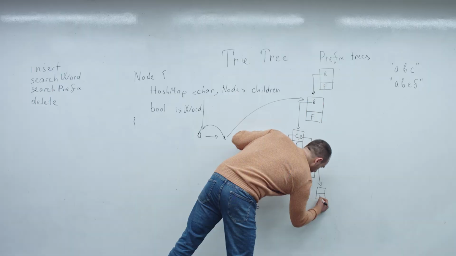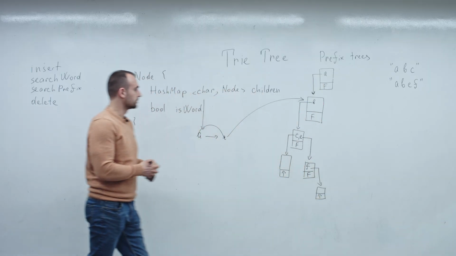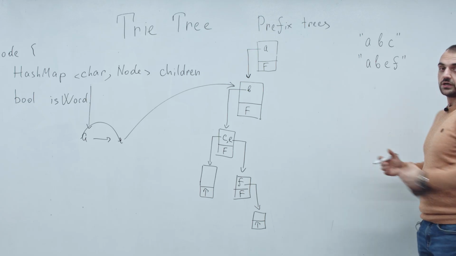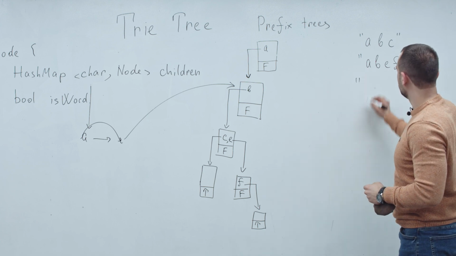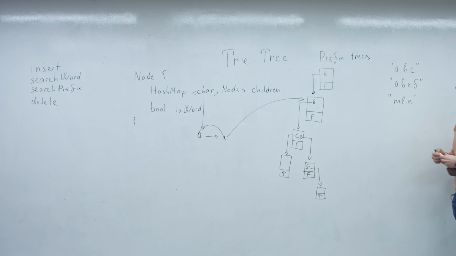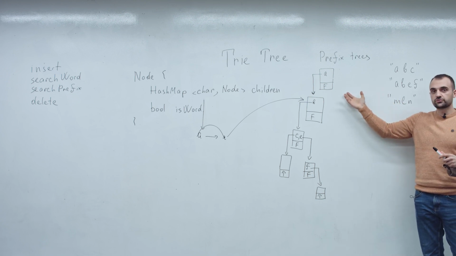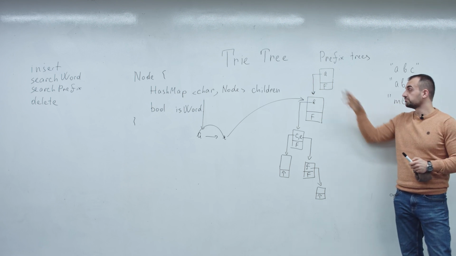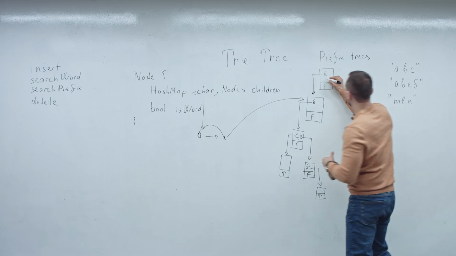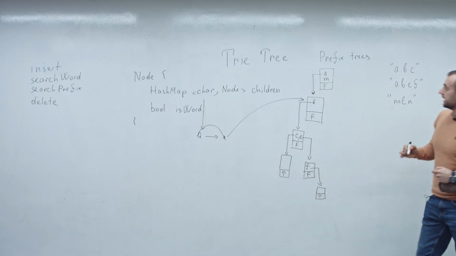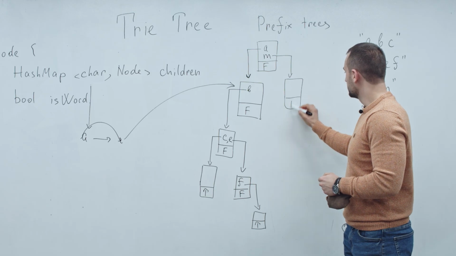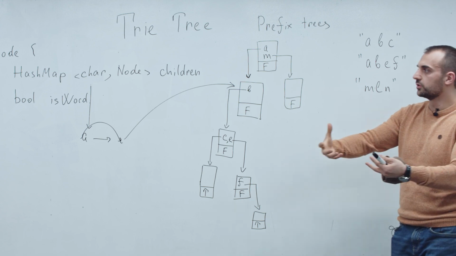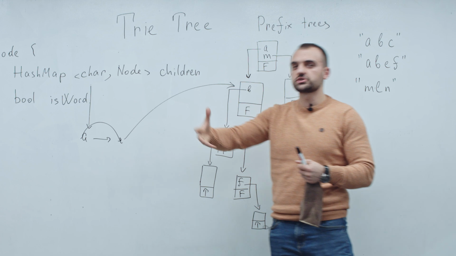and create a new node, and this last node will be marked true, so it will be end of the word, or is word. Okay, right, so let's insert another word, for example MLN. As before, we start from the root. We try to understand if this M, the first letter, is in the root children or not. So if it is not, we put it here and create a new node and mark it default false, right?